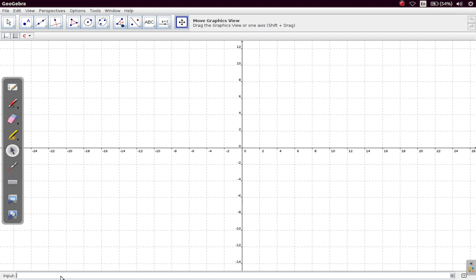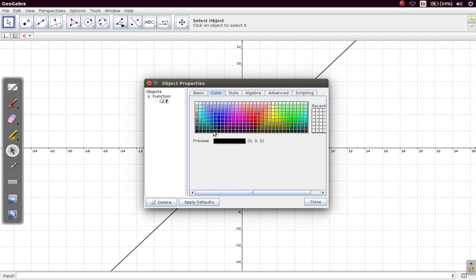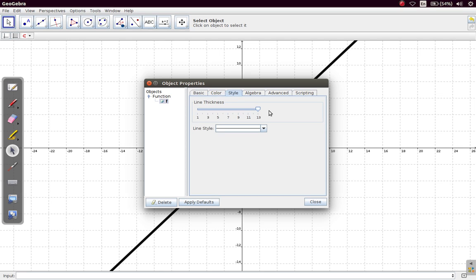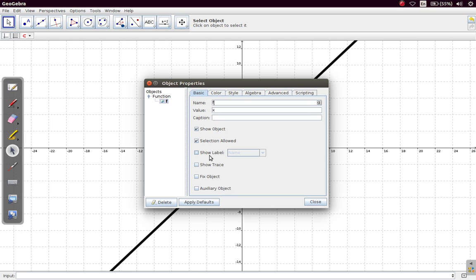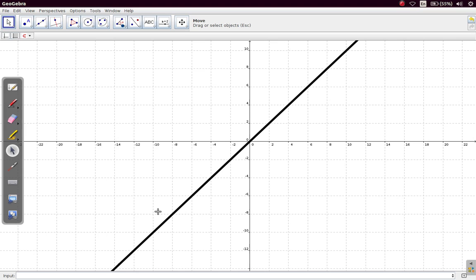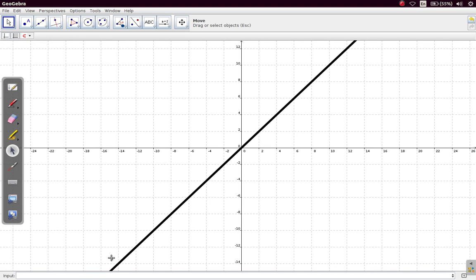Now I want the graph of y equals x. The program already knows that I'm plotting y equals. I only need to type the x part, the part on the right of the equal sign. So this will give me y equals x. That's my line y equals x. Let me make a little adjustment to my line. I want my line to be a thick line. Okay, good. So this is y equals x.